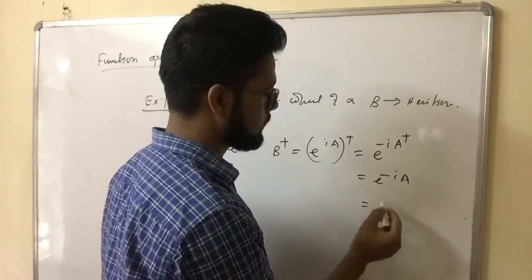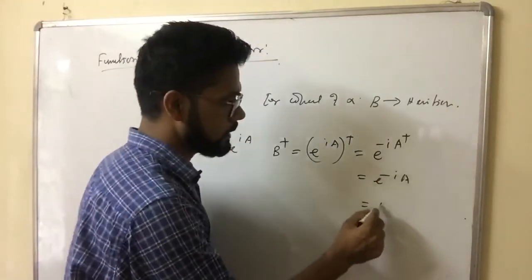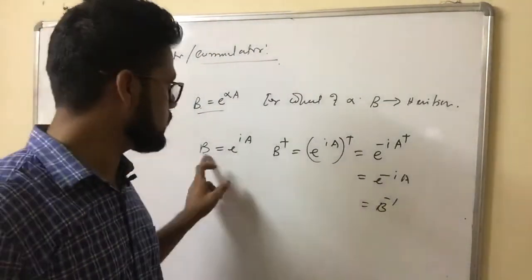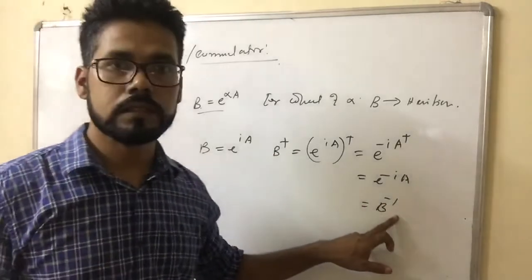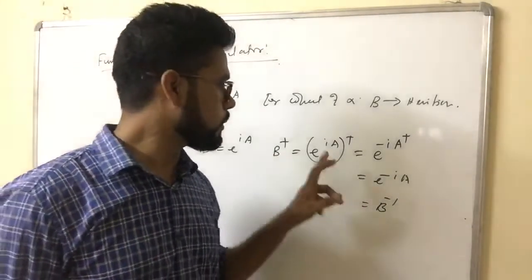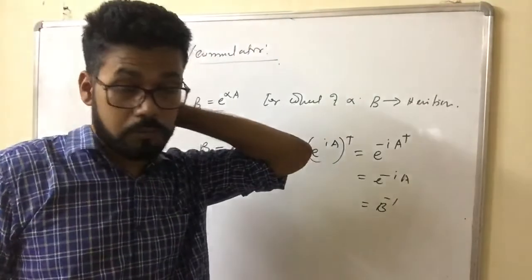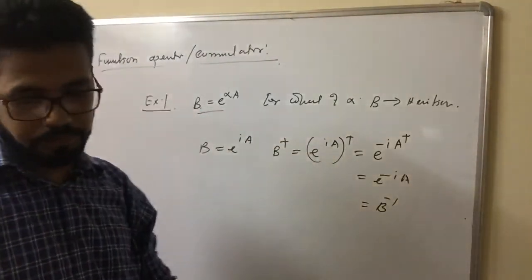Now, e to the power minus I A means what? It is B inverse. So B dagger equals B inverse, and it is not Hermitian. So for a complex value of alpha, it will not be a Hermitian operator. This question comes in again and again.